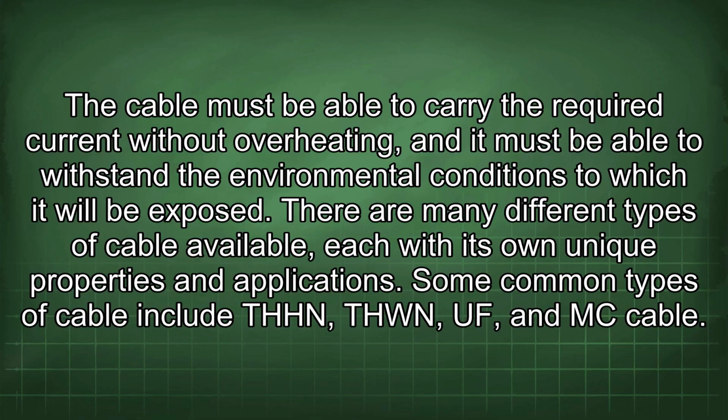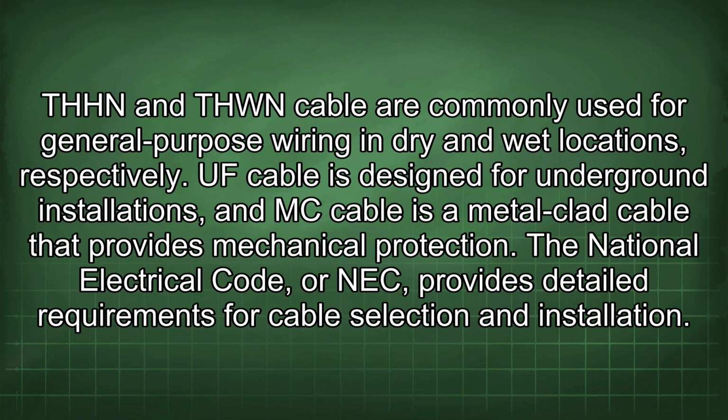There are many different types of cable available, each with its own unique properties and applications. Some common types of cable include THHN, THWN, UF, and MC cable. THHN and THWN cable are commonly used for general-purpose wiring in dry and wet locations, respectively. UF cable is designed for underground installations, and MC cable is a metal-clad cable that provides mechanical protection.